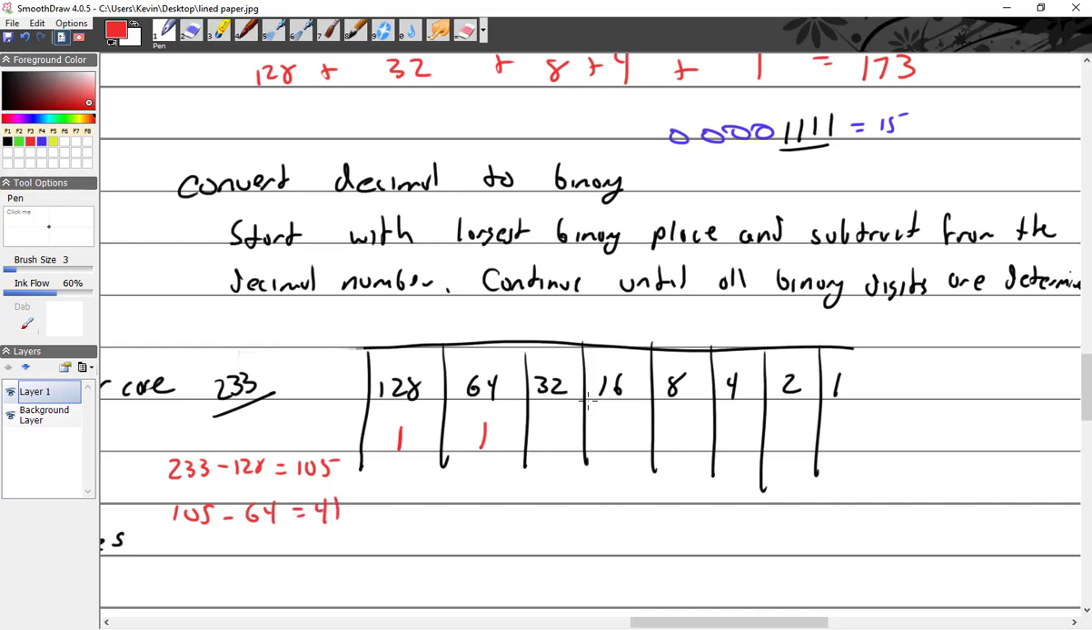41. 32. Does 32 go into 41? Yep. So I'm going to give it 32. So 41 minus 32 equals 9. All right. So I've got 9 left.